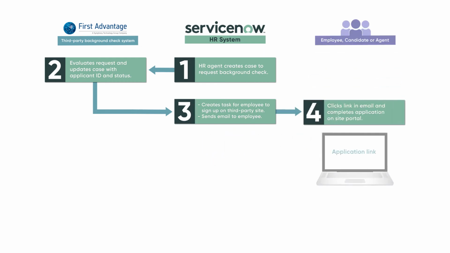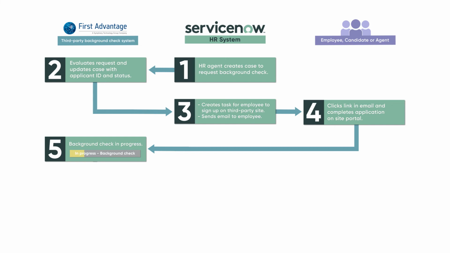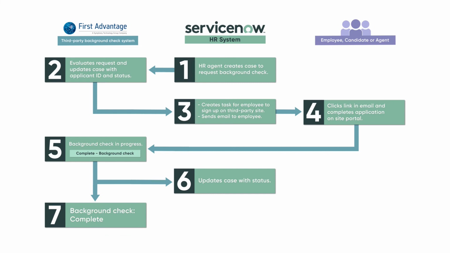The employee clicks the link in the email and completes the application on the site portal. The third-party system starts the background check and notifies ServiceNow that the check is in progress. When the background check is complete, the third-party system sends a notification to ServiceNow, and the record is updated to include the status of the background check and a link to the details.